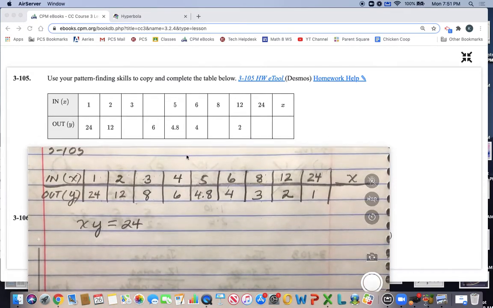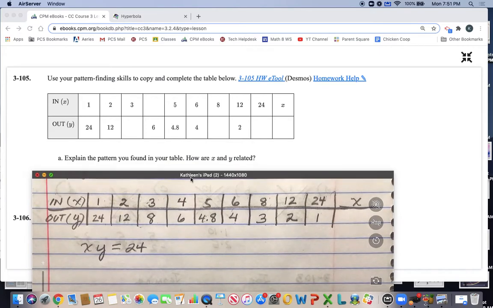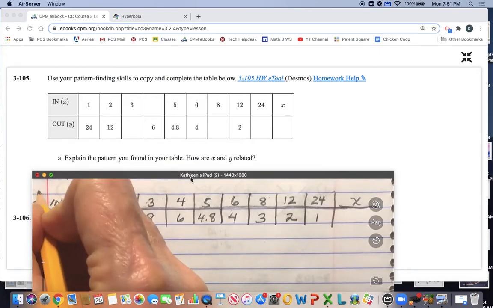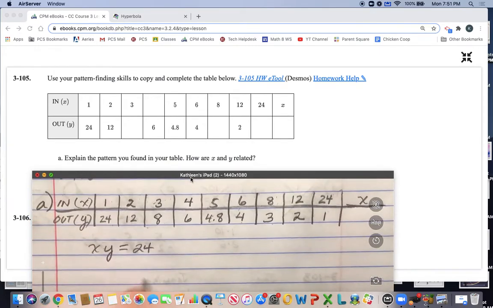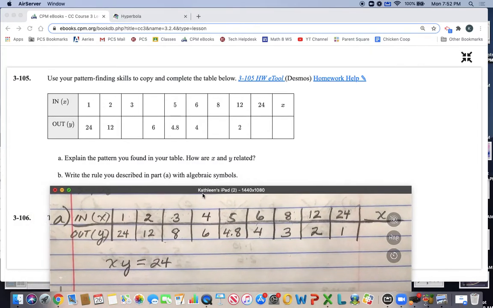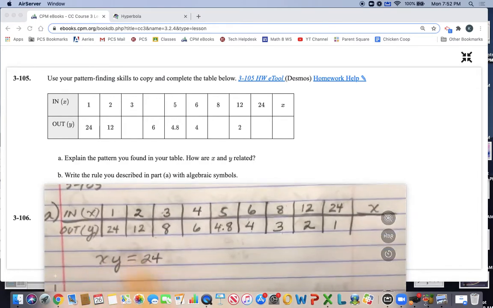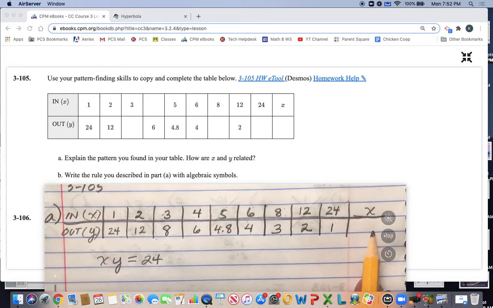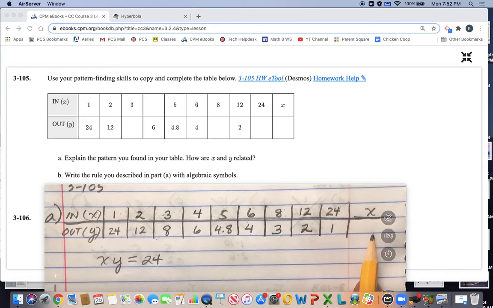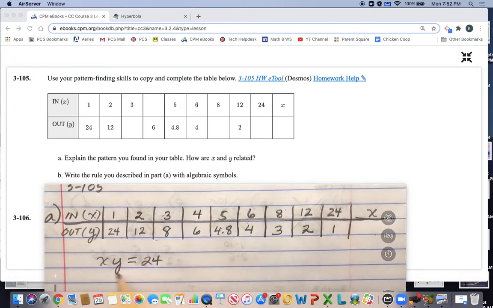Okay, so then that was A, and so we can put A next to the table. But then I went on to the next question that said, write the rule you described in part A in algebraic symbols. Okay, so I kind of did that already. I knew that X times Y had to be equal 24.